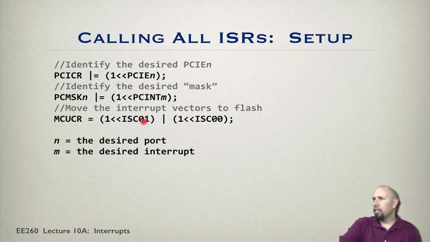Sometimes this is where you might use the MCUCR. We have these two bits, and this would be to move the interrupt vectors into flash memory. Sometimes it's desirable to move them to flash memory. That's the extent of how much I want to cover this, but that is something that can be done.